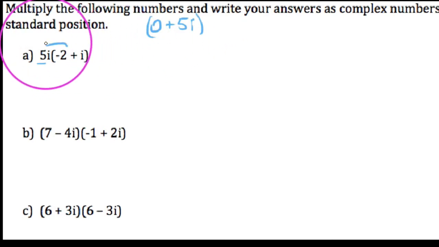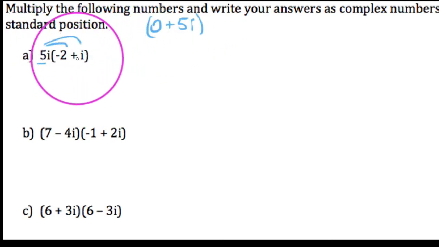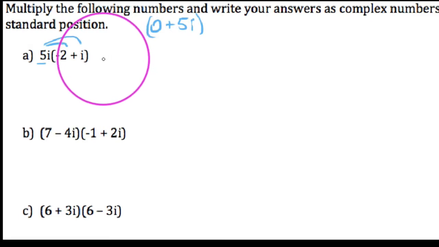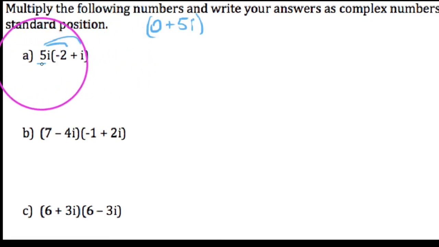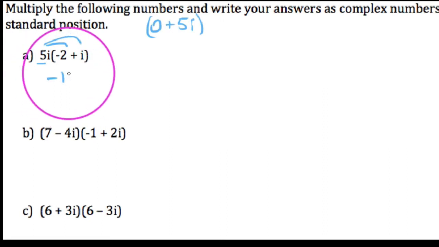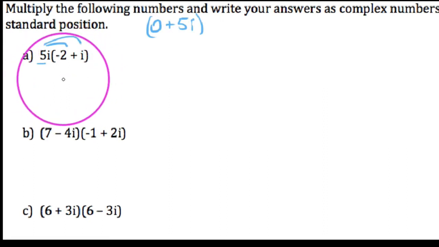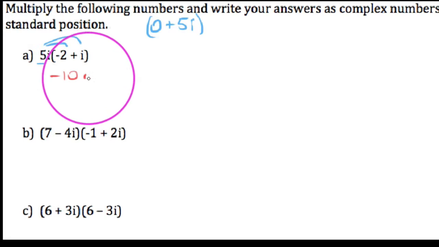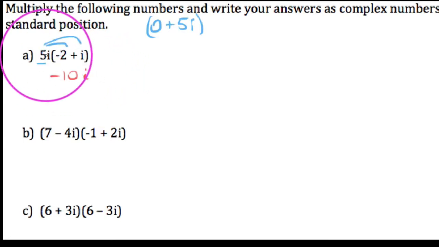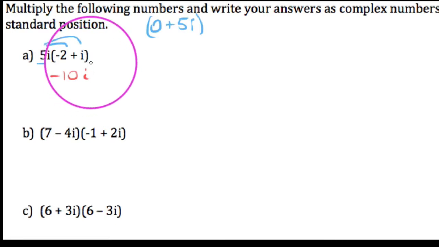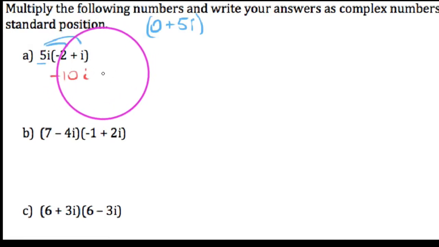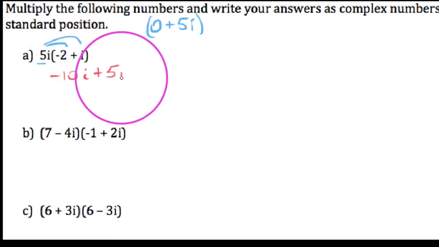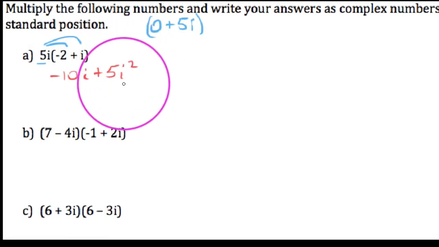But what we'll do is distribute this. We know that i is not a variable, but we're going to treat it as if it is one. So multiplying this out, 5i times negative 2 would just give us negative 10i. And then 5i times a positive i would be 5i squared. So this would be our product right here.